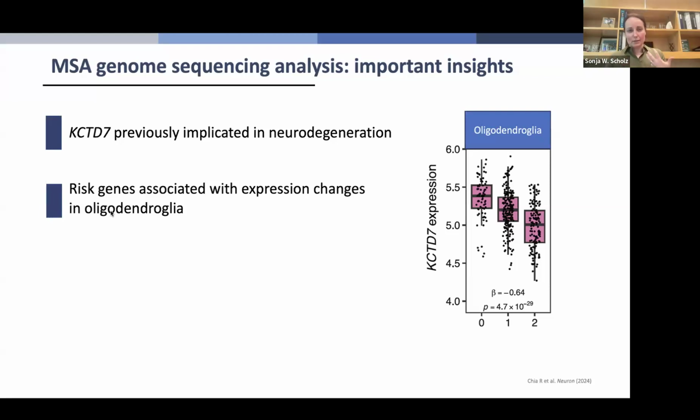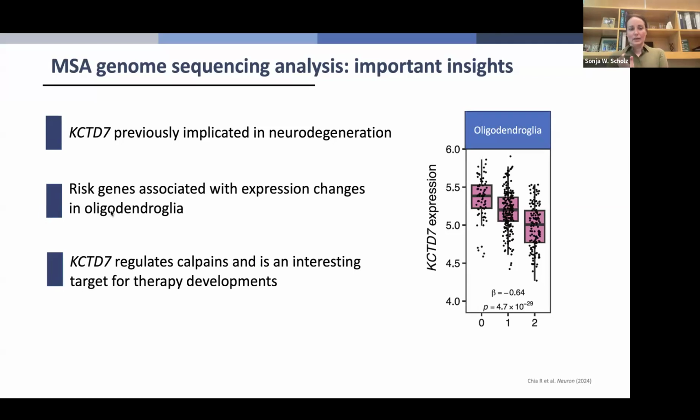We know that this gene has another important function. It regulates a group of proteins. We call them calpains. Don't want to make it too complicated, but it's basically important for determining which proteins need to be discarded, and when a cell needs to go into cell death mode. And it's an interesting target for therapy development. So there's even been interesting mouse models that have targeted and corrected that and may be protective. So there's a lot of hope. By just knowing where the problem is, we can start to really come up with new therapies that are really targeting an underlying risk gene.